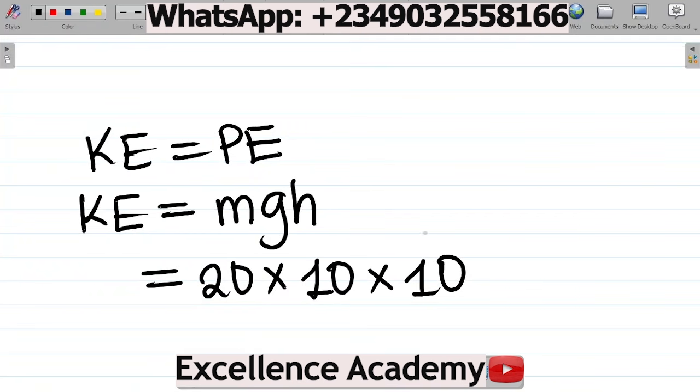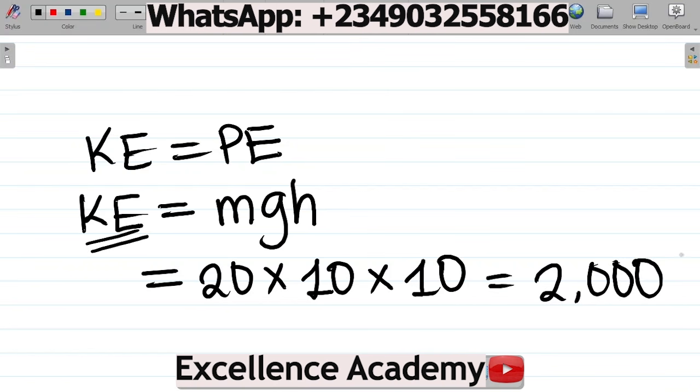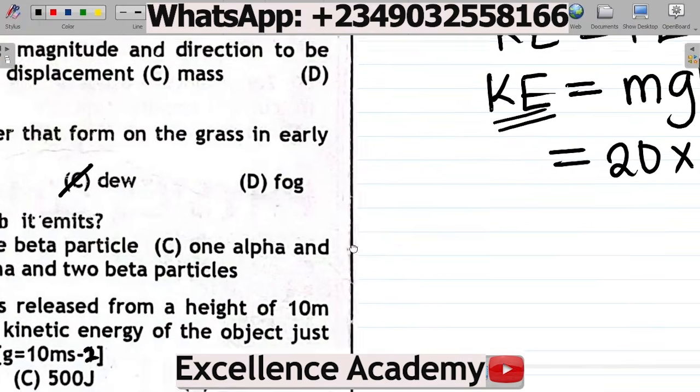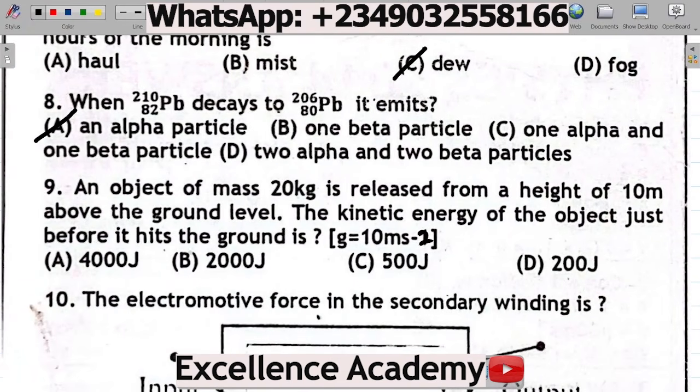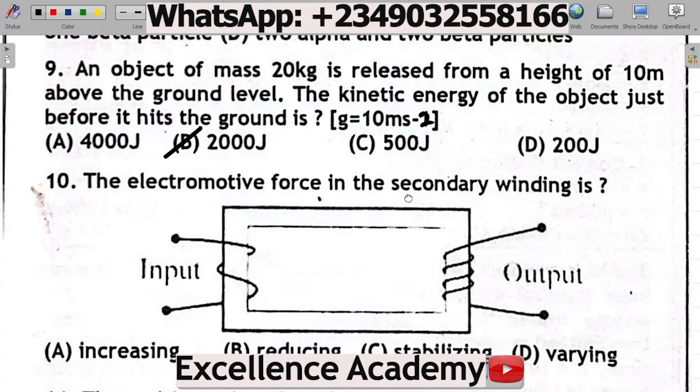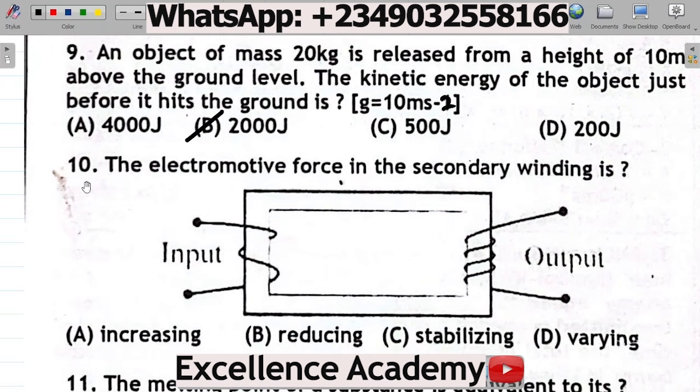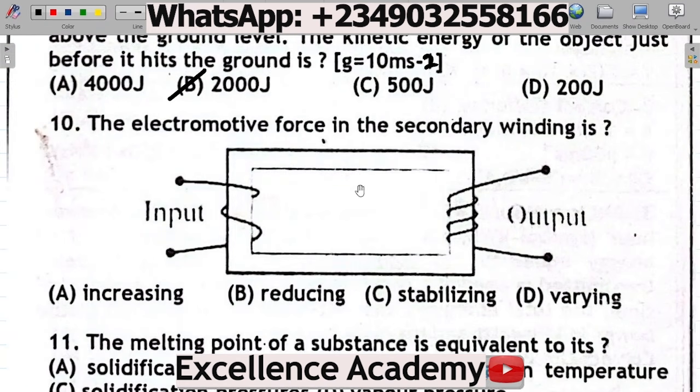If I multiply all of these, 20 times 10 gives you 2000. We are calculating for kinetic energy. Energy is in joules. So the correct answer there is 2000 joules. So for this question here, the correct answer is B, 2000 joules. Finally, question 10. Question 10 says the electromotive force in the secondary winding is, so you have this.